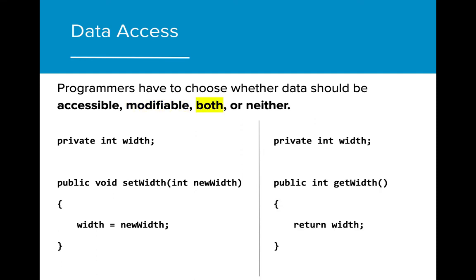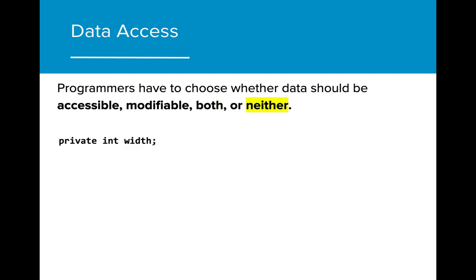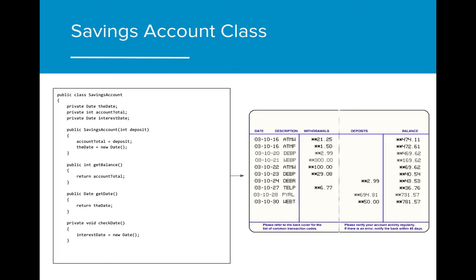Or you may want data to be both accessible and modifiable. This could be achieved by providing users with both accessor and mutator methods. Or lastly, you may not want them to access or modify it at all. In that case, you may not create any methods to access the data and keep the variable private.